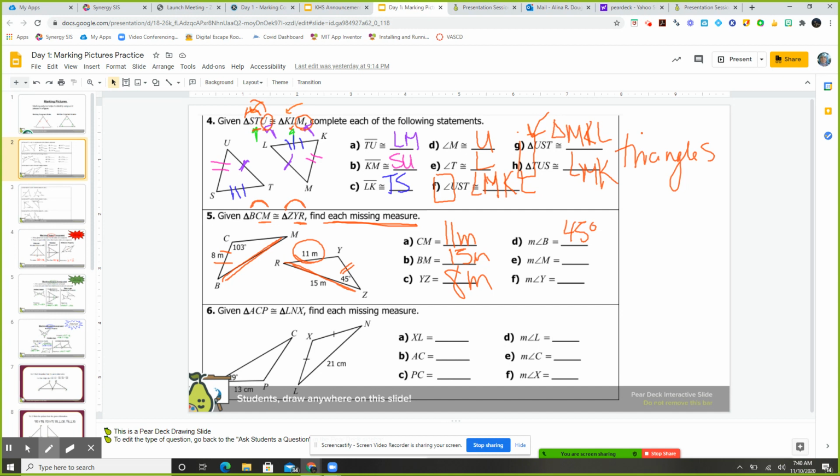And then angle M goes with angle R, so M and R. I don't have an angle measure on that, but if I know that Y is 103 and B is 45, can I do triangle sum to find that missing angle? So 180 minus 103 minus 45 is going to give me 32. So M and R are both 32, and then 103.